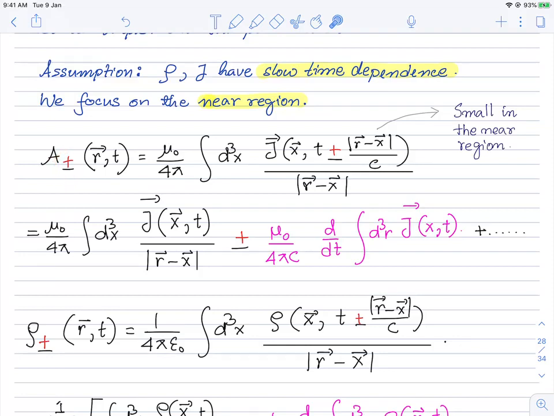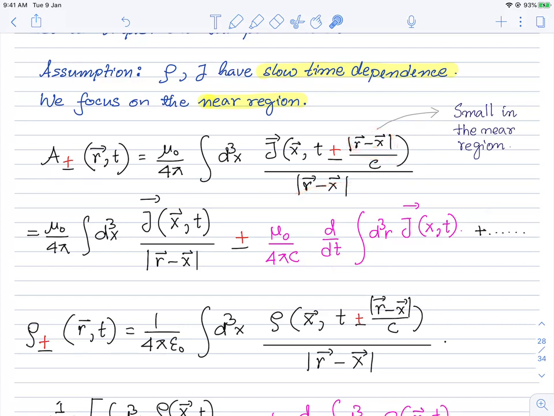Now, if you take this and expand it in the near region, this expression is going to be small. I'm also going to assume that this is slowly varying, so that the time derivatives of j and rho are also small. With that approximation, because this is small, I can expand in a Taylor series. The first term will be where I set this to 0, and the second term will be, if I take the time derivative, this factor comes out, this factor cancels this denominator, and there's a 1 over c factor, and so on.